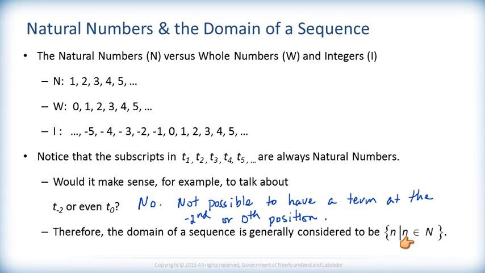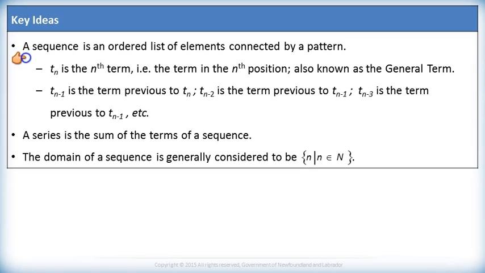In summary, a sequence is an ordered list of elements connected by a pattern. T sub n is the nth term, also known as the general term. T sub n minus 1 is the term previous to that. T sub n minus 2 is the term previous to T sub n minus 1, etc. A series is the sum of the terms of a sequence, and the domain of a sequence is generally considered to be n such that n belongs to the natural numbers.